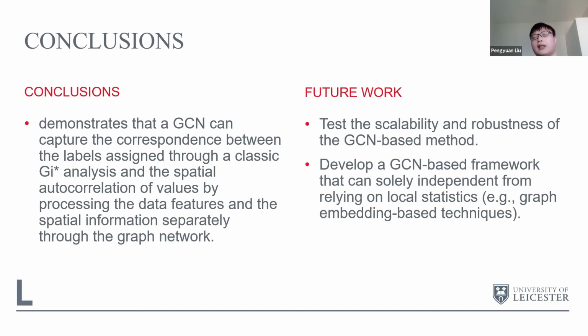So in this framework, we still need to use the local statistics to perform some first-hand analysis and use those assigned labels in order to classify the spatial patterns. But in future, maybe we can use, for example, graph embedding-based techniques to directly generate those spatial patterns. The graph embedding-based techniques are still rooted in the graph convolutional neural network methodologies, and will create more spatially sensitive embeddings. So maybe we can use that.